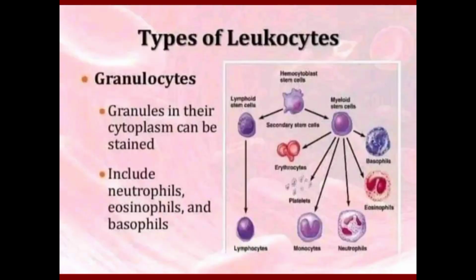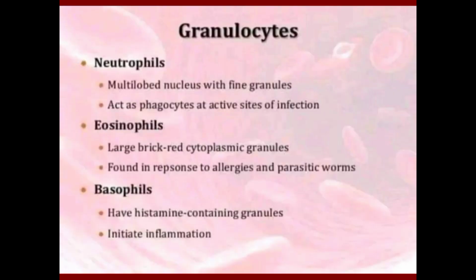Types of leukocytes are granulocytes. Granules in the cytoplasm can be stained. It includes neutrophils, eosinophils, and basophils. Neutrophils have a multi-lobed nucleus with fine granules. They act as phagocytes at active sites of infection.